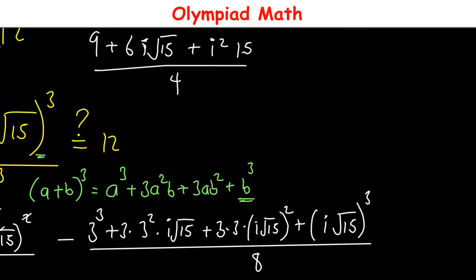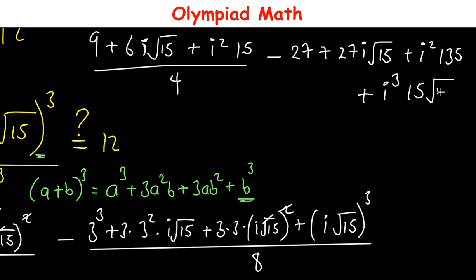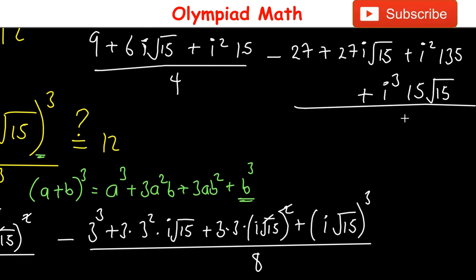Then we have minus, so minus 3 cubed is equal to 27, then 3 times 3 squared is 9, so 9 times 3 is 27, so 27 times i times square root of 15, then plus we have 3 times 3 is 9, and again square will cancel square root, so we have i squared, then 3 times 3 is 9, 9 times 15 is equal to 135, then plus i cubed, so the square root of 15 all raised to power 3 is equal to 15 times square root of 15, and this is then divided by 8.